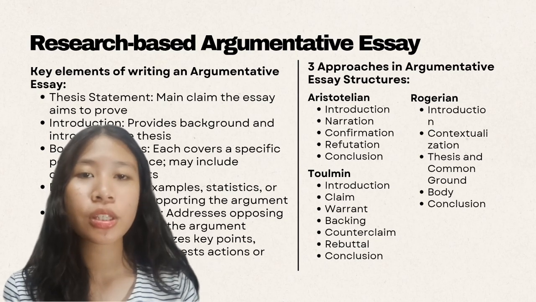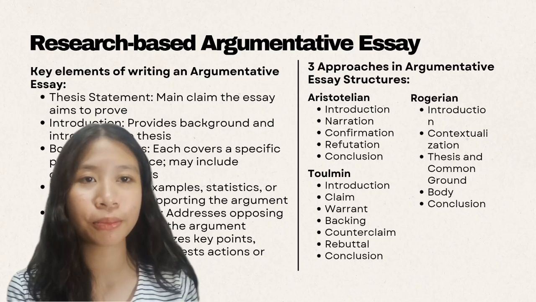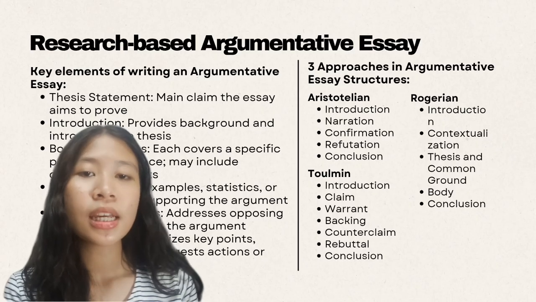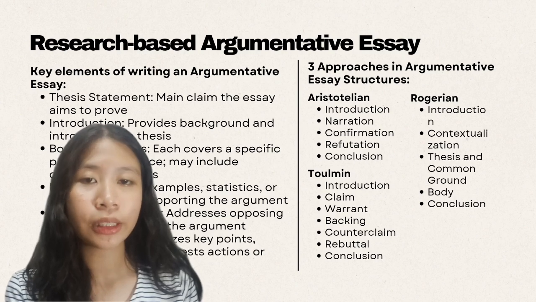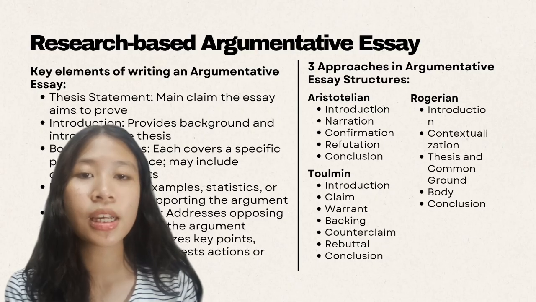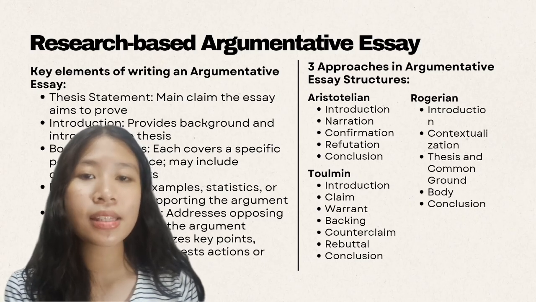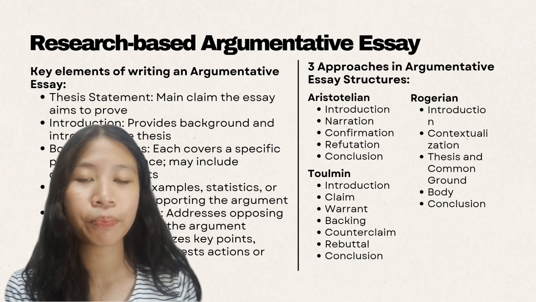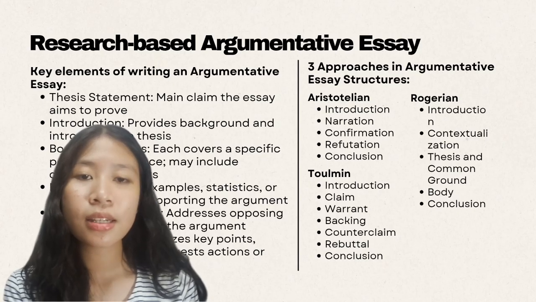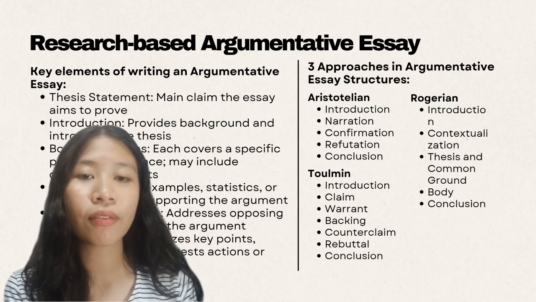Knowing the key elements, you should now be familiar with the three approaches you can use when organizing your argumentative writing. The first one is the classical or Aristotelian approach. It starts with an introduction stating the background information and the thesis statement to establish the relevance of the argument. Subsequently, narration provides additional context to strengthen your claim. Then, in the stage of confirmation, the main argument should be explained with supporting evidence along with logical reasoning.